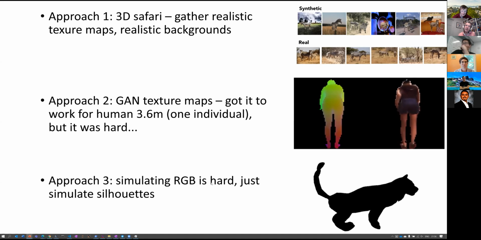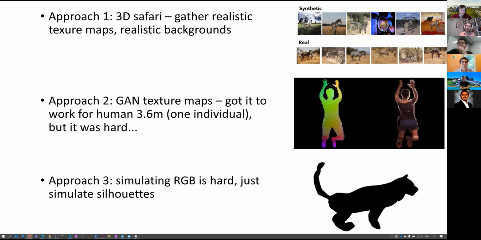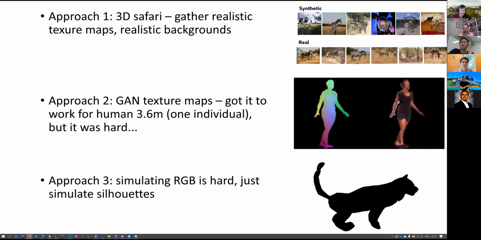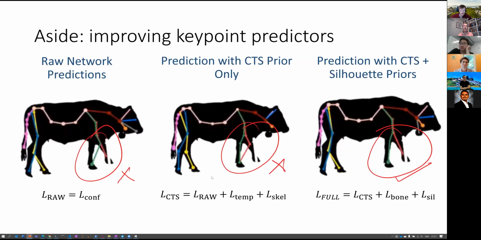So one of the things we thought is, well, simulating RGB is really hard. Simulating silhouettes should be easy. Can we overcome the difficulties of not having lots of data by just generating loads and loads of silhouettes from SMAL, and then transform our input image to a silhouette and then match at that level? I think that was quite successful, and I'm quite pleased with that.